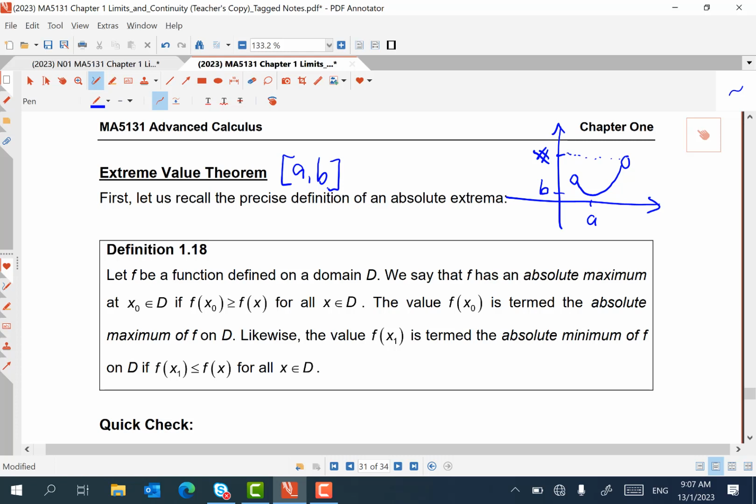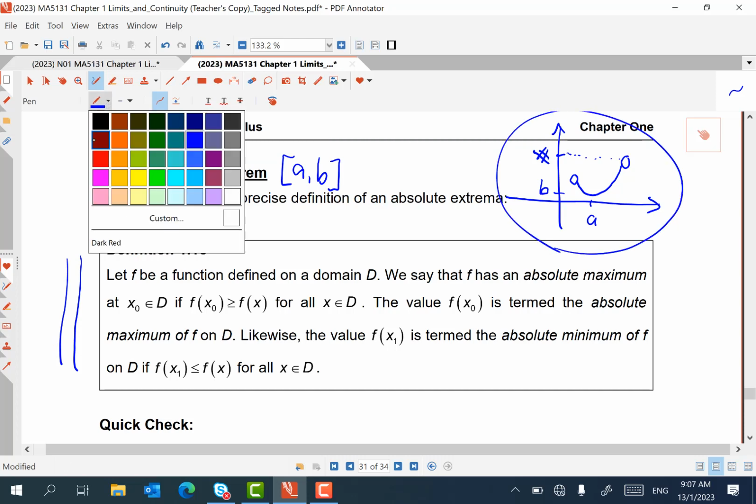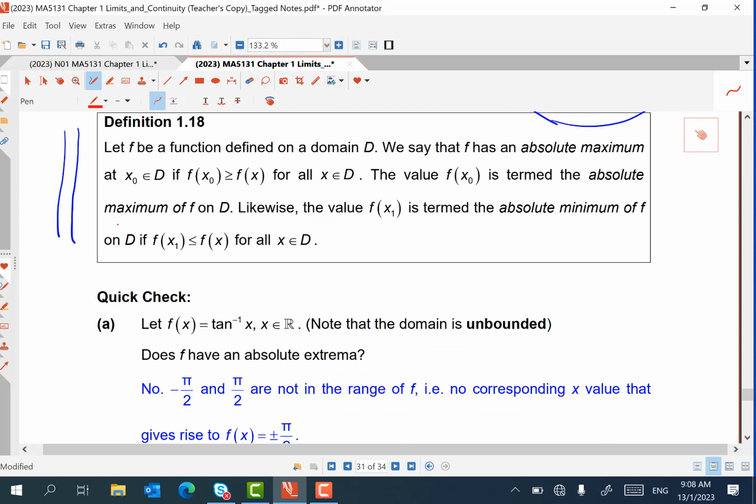Okay. So now this paragraph is trying to define what is absolute minimum and what is absolute maximum, and you want to understand it from the context that we have just discussed here. Okay, now let's look at some quick checks.